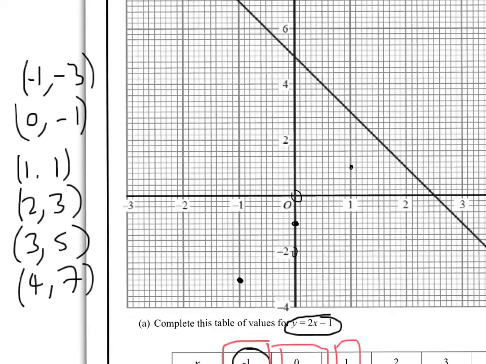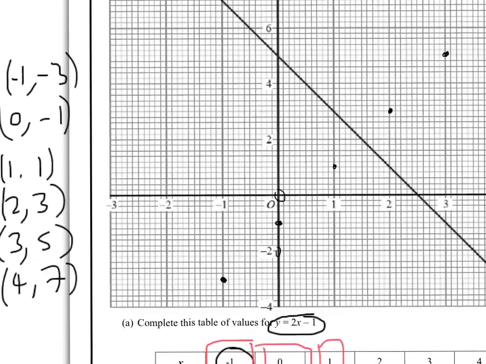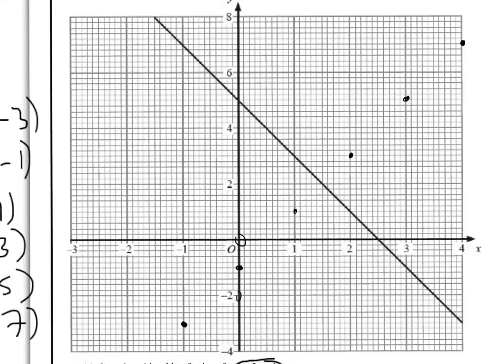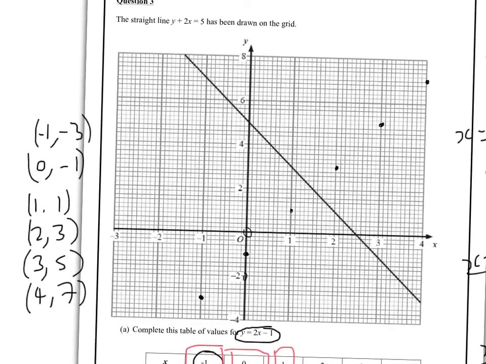When x is 2, y is 3. When x is 3, y is 5. And then finally, when x is 4, y is 7. So I'm going to plot that point in. And that goes there. Okay, so the next step once we've plotted all the points is to join them all up with a ruler. So I haven't got a ruler, but I'm going to do my best to do a straight line and go through all the points.